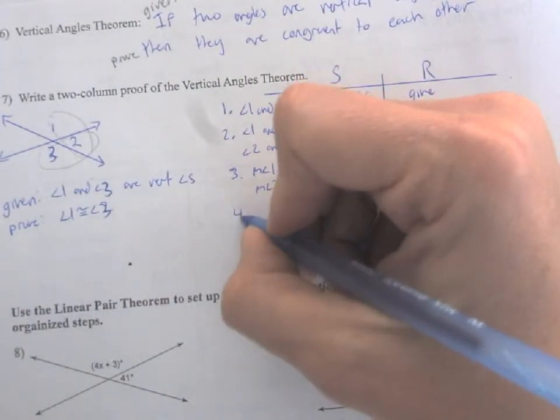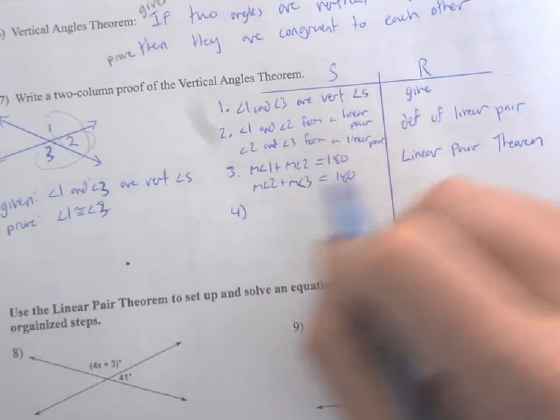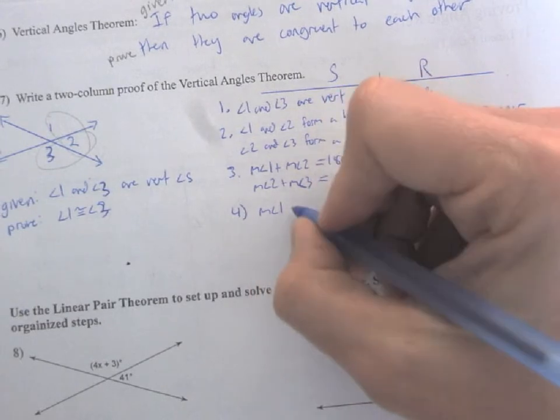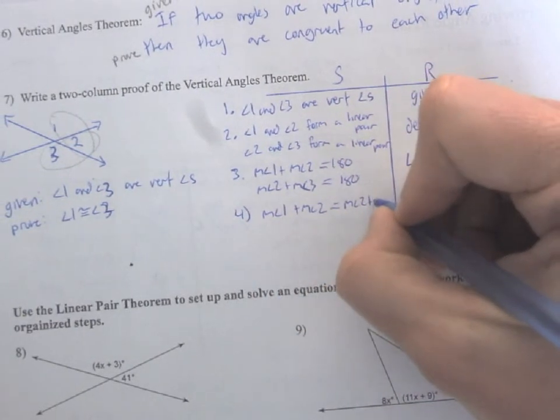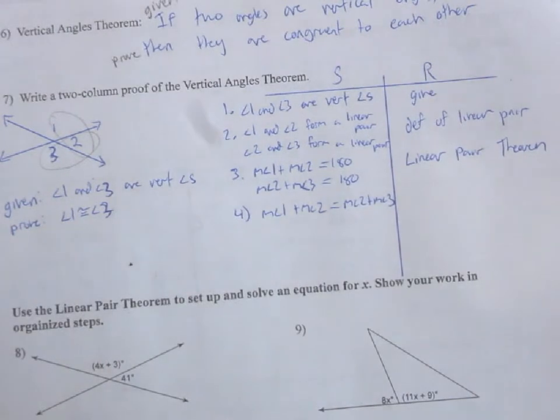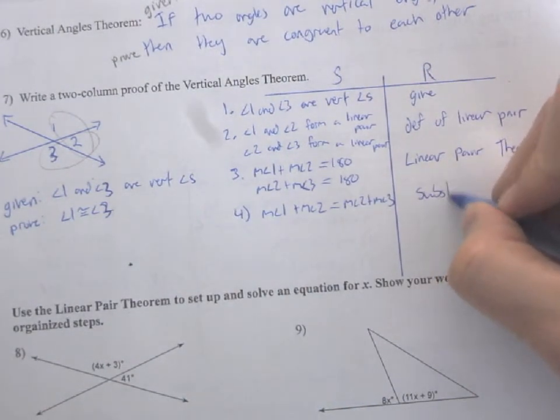Okay, so we're going to do something really similar to what we did last time. Since they're both equal to 180, we're going to set them equal to each other. Measure of angle 1 plus measure of angle 2 equals the measure of angle 2 plus measure of angle 3. That's the substitution property of equality.